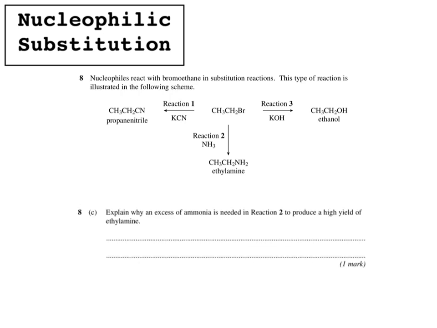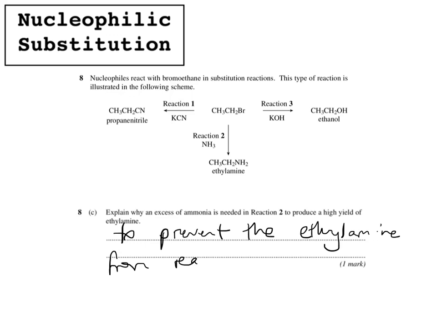Finally, just want to do this question with you. So explain why an excess of ammonia is needed in a reaction to produce a high yield of ethylamine. And remember, I said you needed an excess of ammonia in order for ammonia to be reacting with the initial reactant rather than this ethylamine product. And so what you'd say here is to prevent the ethylamine from reacting or substituting further.